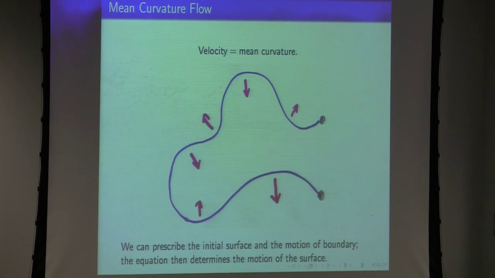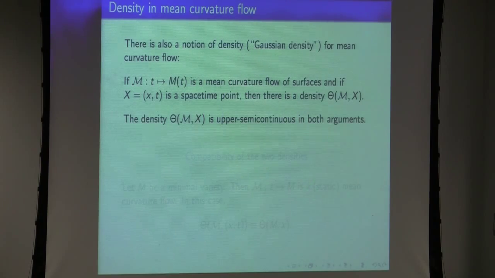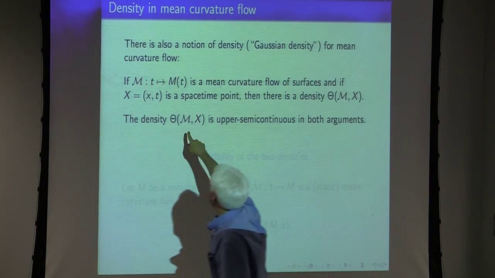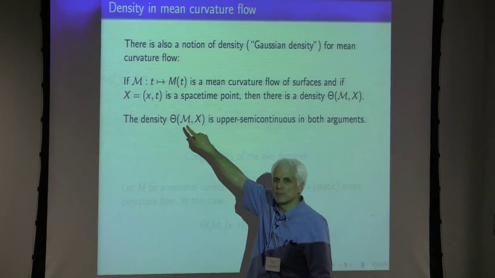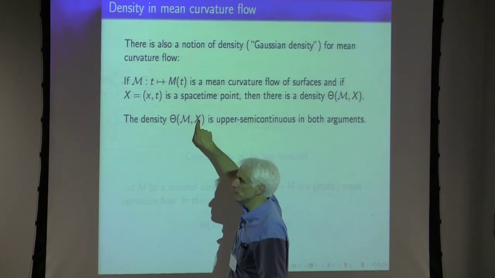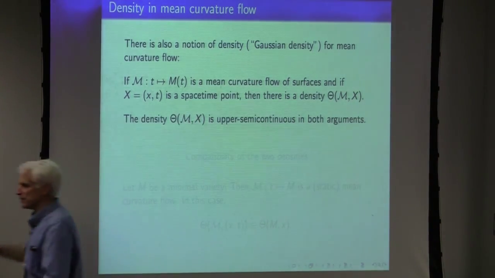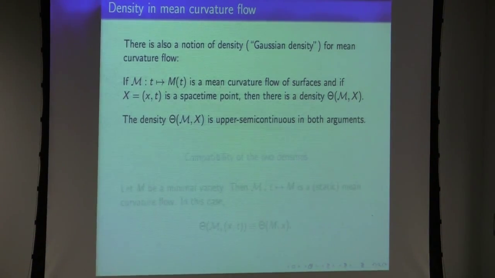The formula is more complicated, so I won't write it down. The monotonicity is more complicated, but it has the same general properties as the density we talked about for minimal surfaces. Let's say the formula looks a lot more complicated, but it has the same properties. In particular, it depends upper semi-continuously on both arguments: on the space-time point where the singularity happened, and also on the flow.